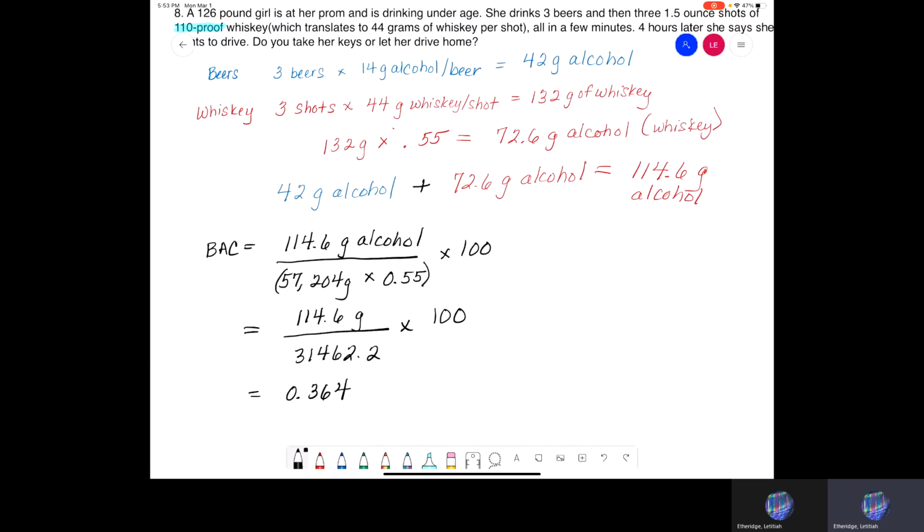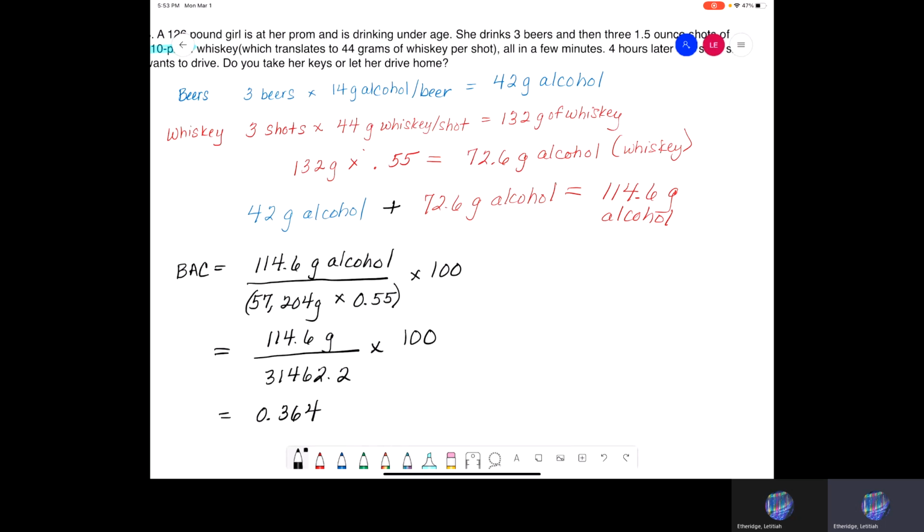Okay, now we need to take into account time. So she wanted to drive home 4 hours later. So the next part is going to be taking into account time. We're going to take the BAC that we just calculated. We are going to subtract time in hours. You know that that is 4 hours, and we're going to multiply it by 0.015. And let's see if we're taking this girl's keys. My guess is we probably are. 4 times 0.015. Oh, yep. She didn't lose that much due to time.